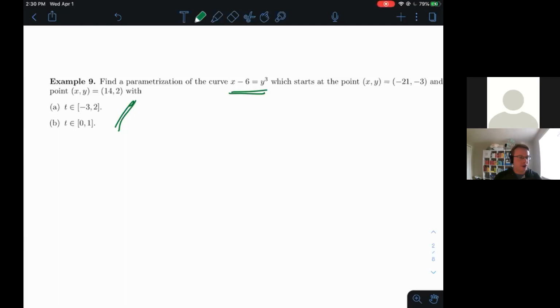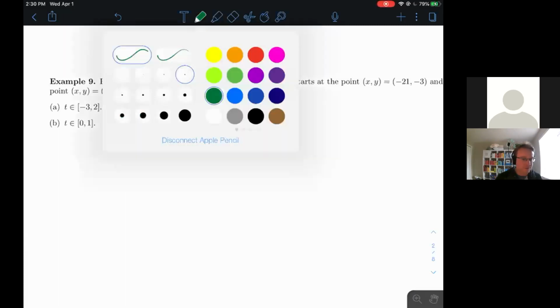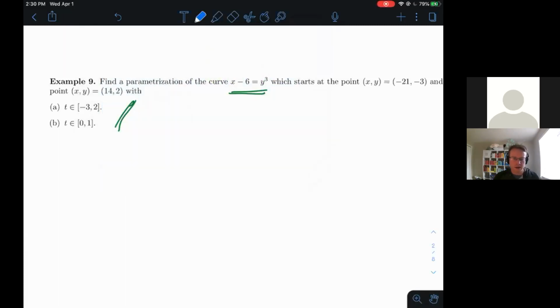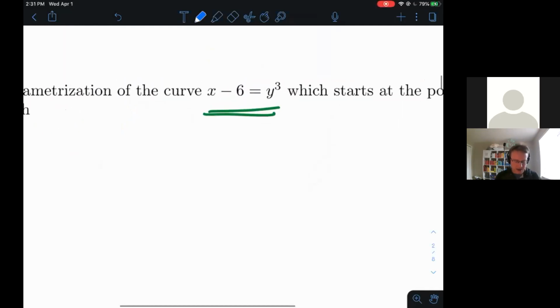All right, so let's go ahead and start going over this one together here. This is a bit strange, right? Because I have x minus 6 equals y cubed. Again, we're still trying to find an x equation and a y equation that have t's in it in order to parameterize this.